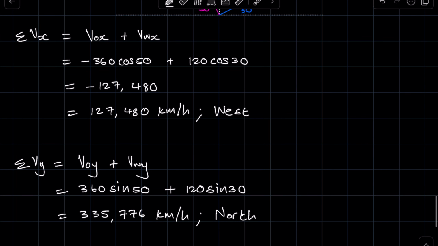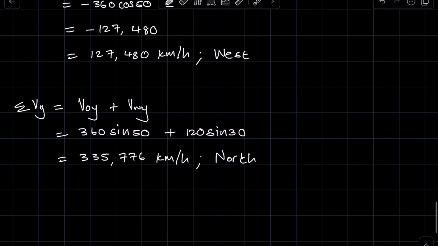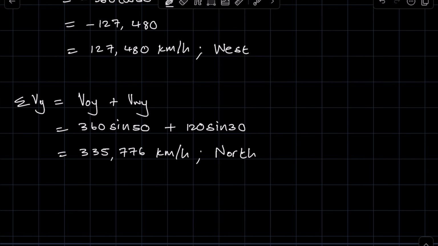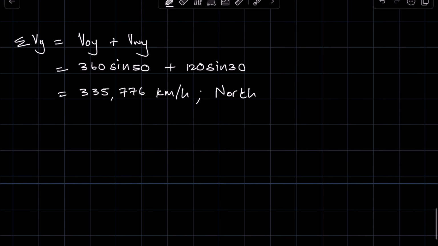So now you've calculated both the sum of vectors in the x as well as the sum of vectors in the y. Now we can calculate the resultant velocity using Pythagoras.